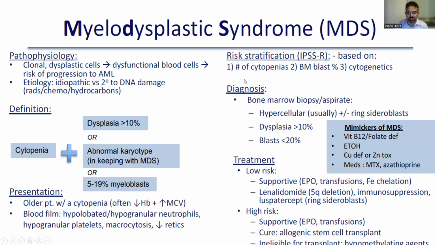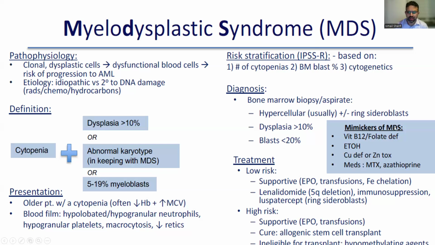The risk stratification uses the International Prognostic Scoring System and its revised version. This is how we stratify those patients: we're looking at the cytopenias, the blasts in the marrow, and cytogenetics. Those help us decide what risk group the patients are in. Bone marrow is the most diagnostic feature, the gold standard for diagnosis, and sometimes with a hypercellular marrow, that's usually how we see it. Ring sideroblasts or dysplasia in more than 10%, and blasts less than 20%. Why? If they are more than 20%, then this is acute myeloid leukemia.